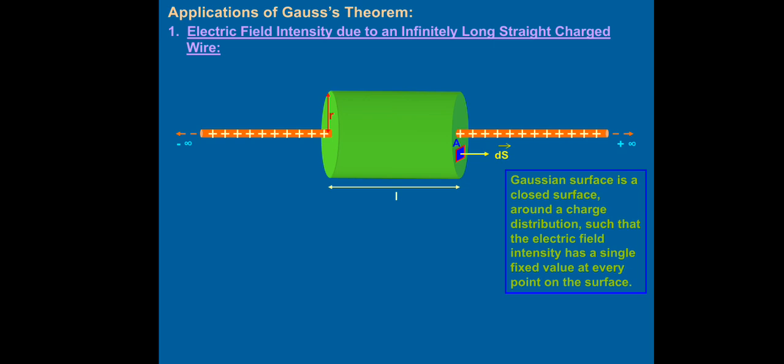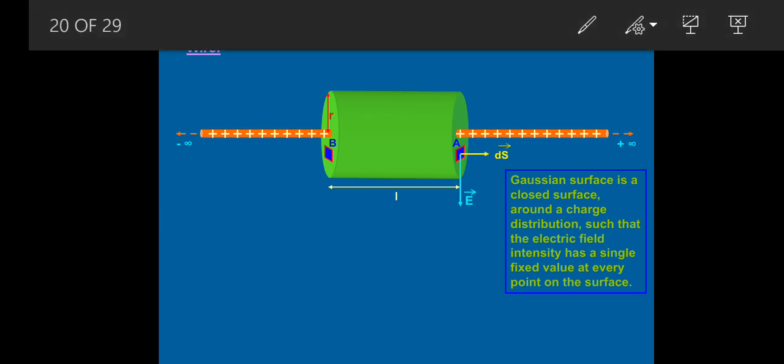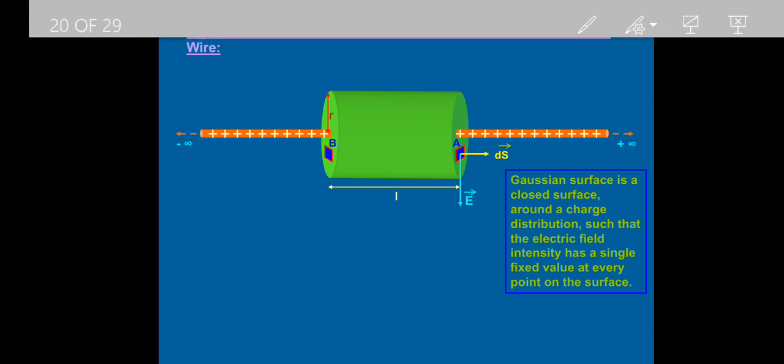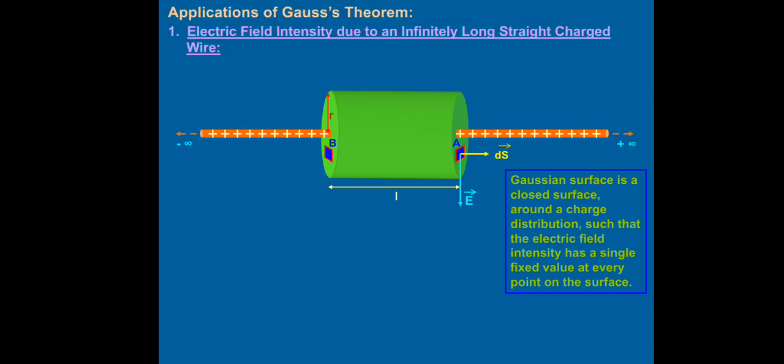Then the area vector will be perpendicular to this surface and the electric field will be perpendicular to the wire. Similarly, if we consider a small surface on the opposite side, again ds will be perpendicular to this plane surface.